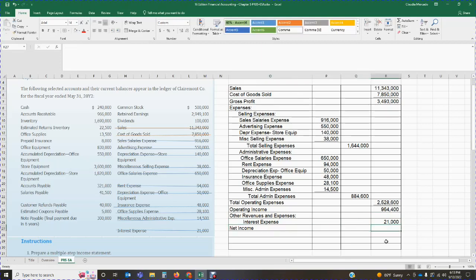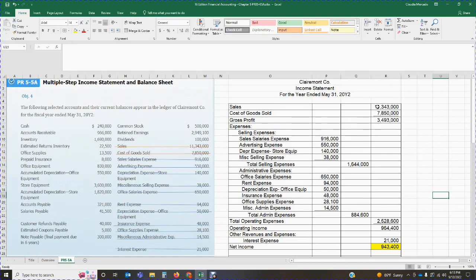And now we can calculate our net income. My net income is going to be calculated by getting your operating income minus any other revenues and expenses. And that's going to give me net income of $943,400. Okay, let me save this. I don't want to lose it. So let's recap. Sales will always be the starting point. Sales is your revenue. Cost of goods sold, that is how much you spend on buying the products that you are reselling. That is an expense.